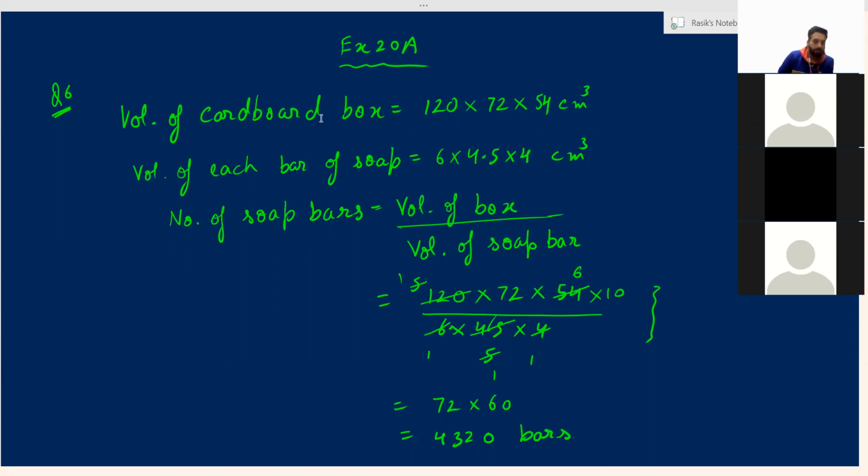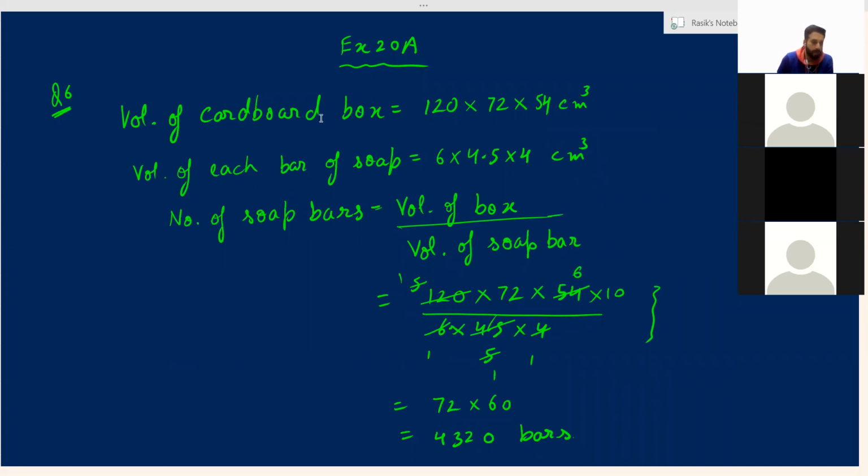So the size of each matchbox is given. I'm guiding you how to do it, you all will try yourself. The size of each matchbox is given. There are 144 matchboxes that you can keep inside one packet. So you will multiply 144 by the volume of each matchbox. So you will get the total volume of each packet of matchbox, first thing.